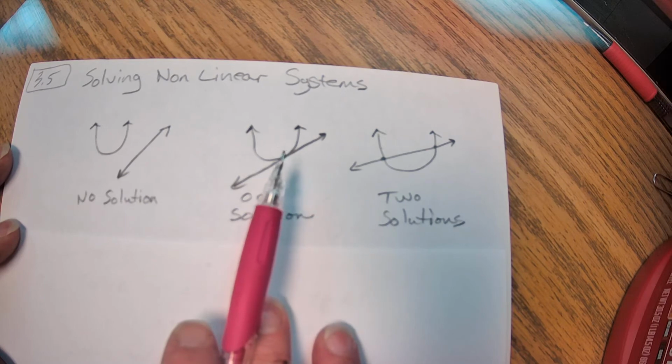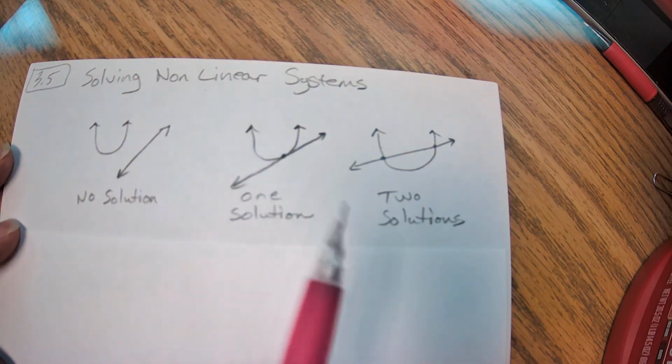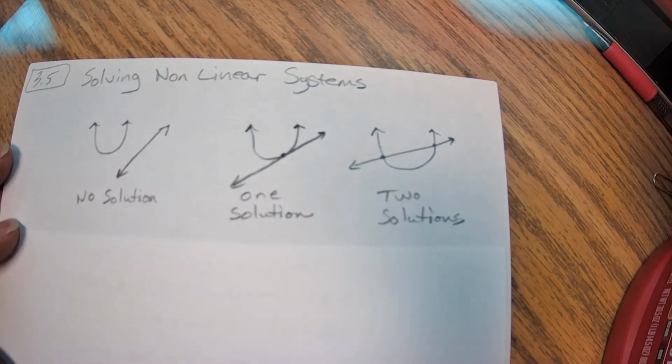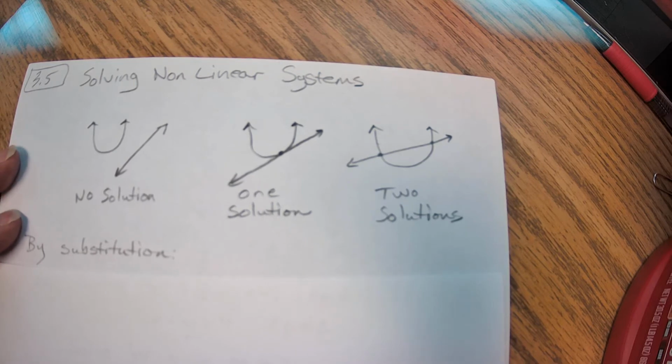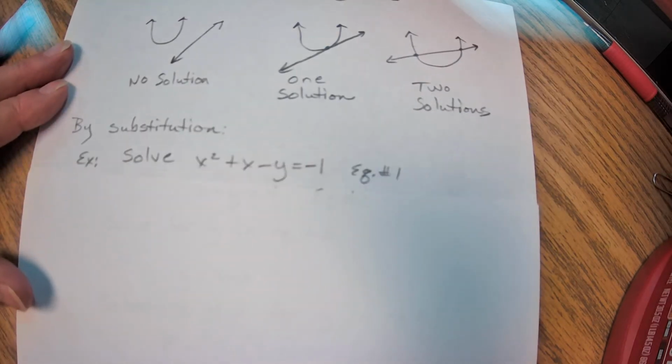They'll meet at one spot. In other words, this line is tangent to that parabola, or the line goes through the parabola at two distinct points. So just like solving any systems, there's going to be three methods that we're going to discuss. The first one is by substitution.